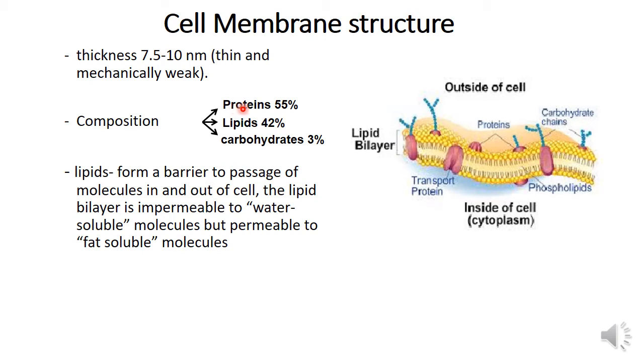The composition of the cell membrane mostly consists of protein, 55%, and then lipid, 42%. Carbohydrates are very little; as you can see, few carbohydrates are attached to the cell membrane. As far as the nature of the cell membrane is concerned, this cell membrane is permeable to certain substances and impermeable to other substances.